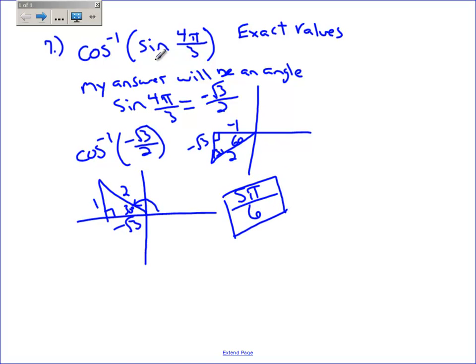So anyway, if your outside function is an inverse trig function, your answer will be an angle. Alright, so I just wanted to clarify that. Okay, so what we're going to do tonight is look at algebraic expressions for composition functions.